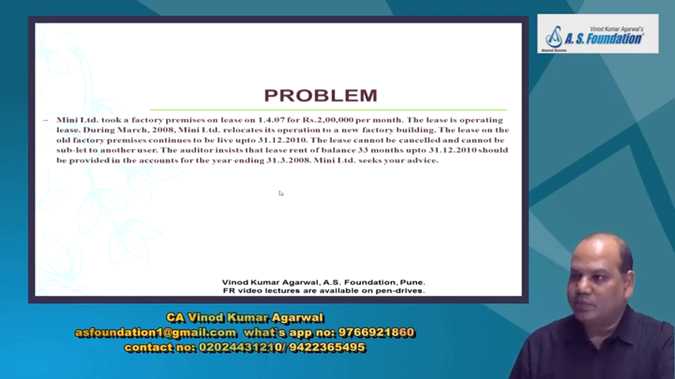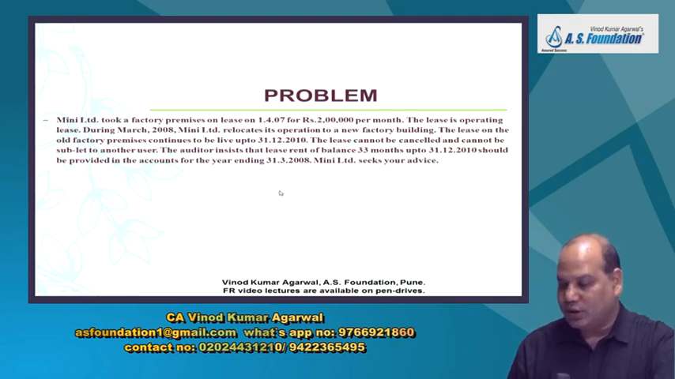And a similar example is given in the standard also. Mini Limited took a premise on lease on 17147 for rupees 2 lakh per month. The lease is operating lease. During March 2008, Mini Limited relocates its operation in a new factory building.